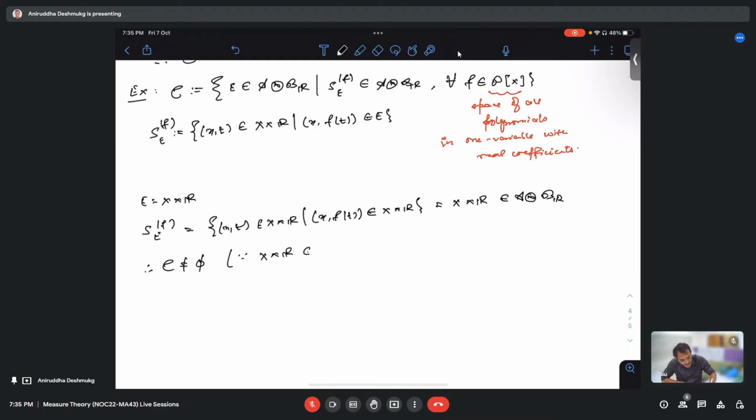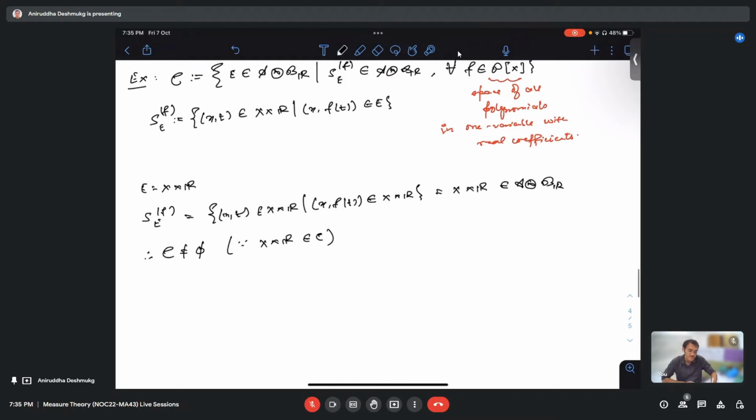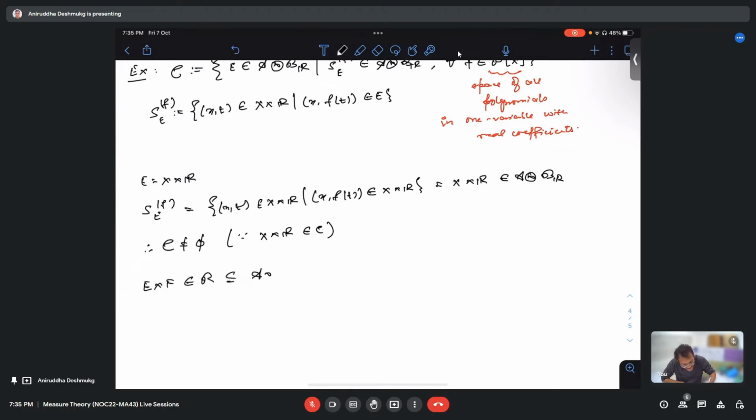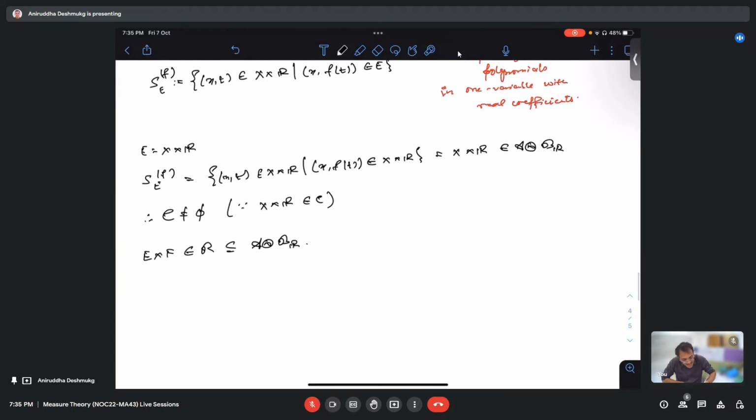Okay. Now the next thing is we have to prove that rectangles are inside C. So let us start with a rectangle. Consider E cross F in the set of all rectangles of A cross BR. And let us construct this S of E cross F.